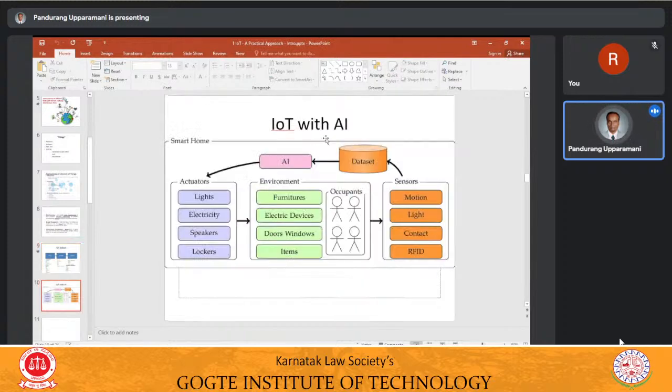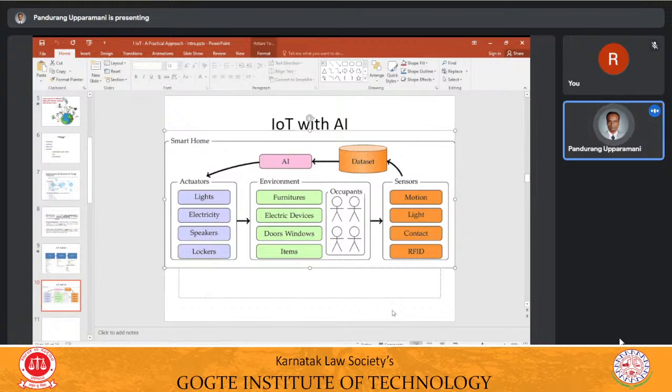And coming to the end, IoT can be clubbed with artificial intelligence, machine learning, deep learning. The simple block diagram I am showing you so that you are inspired and encouraged. For example, a smart home will have sensors on the right side. You can see the motion, light, contact, and RFID can be sensed. They can be stored in a database management system, and AI is incorporated so that the actuators, the outputs, can handle the lights, electricity, speakers, and lockers, and that creates an environment which is nothing but a smart home.